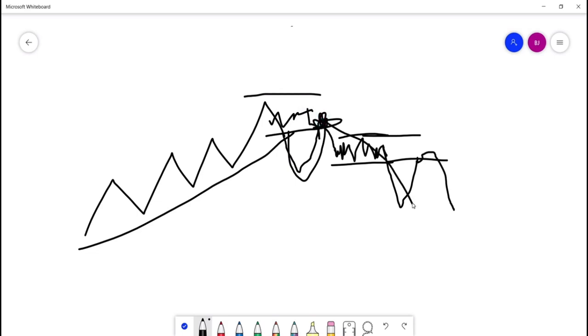All right, so that's the whole concept of this trading strategy. We're looking for breaks, we're looking for pullbacks, and I'm going to show you guys overall how to get in. Okay, so let's go.